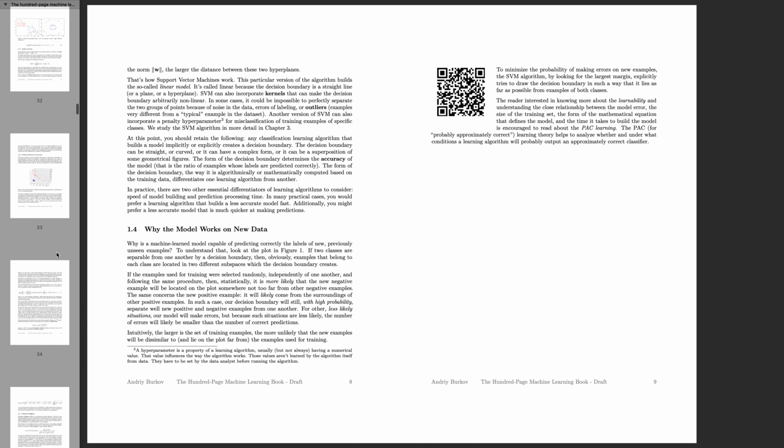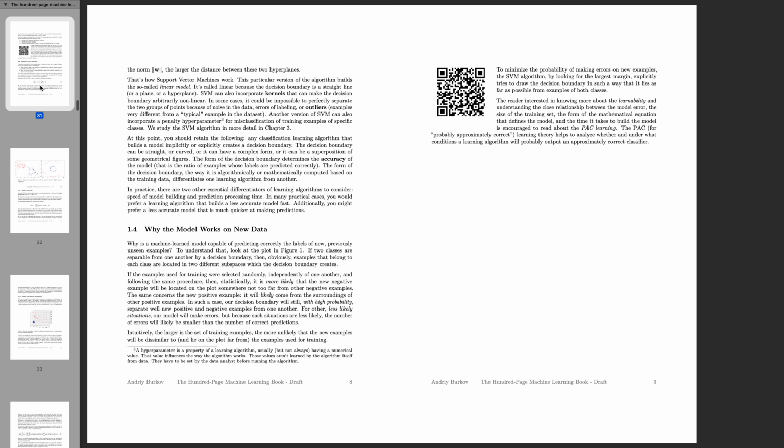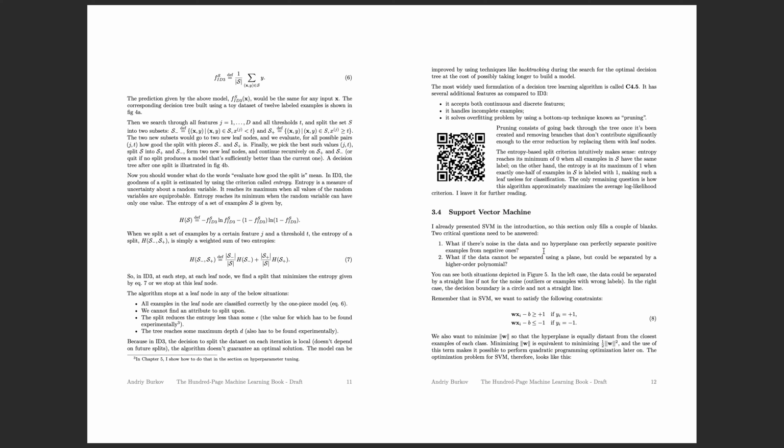So now let's get back to our SVM. There are two problems that we face in SVM which we will answer. What if there is noise in the data and no hyperplane can perfectly separate positive examples from negative ones? And secondly, what if the data cannot be separated by a plane but could be separated by a higher order polynomial?